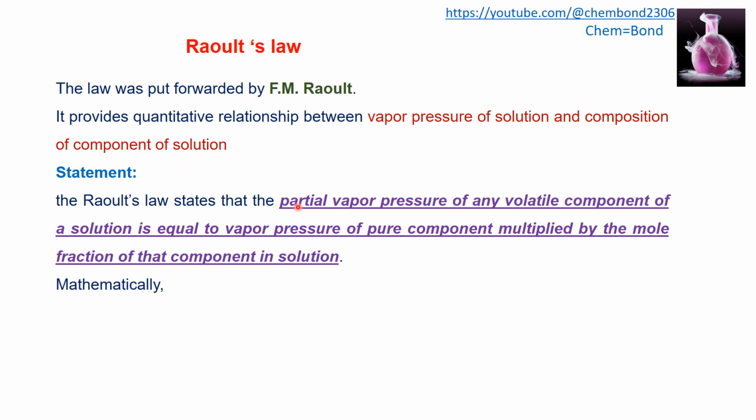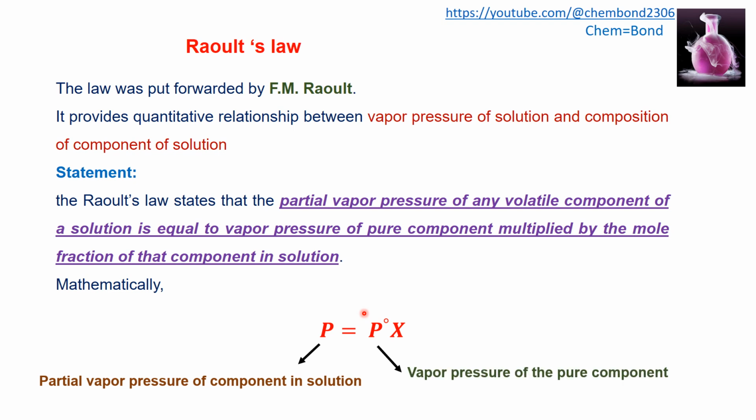This law states that the partial vapor pressure of any volatile component in a solution is equal to the vapor pressure of pure component multiplied by the mole fraction of that component in solution. So, mathematically it is represented as P is equal to P naught X. Here the P represents the partial vapor pressure of the component in solution, P naught represents the vapor pressure of pure component, and X shows the mole fraction of the component in solution.